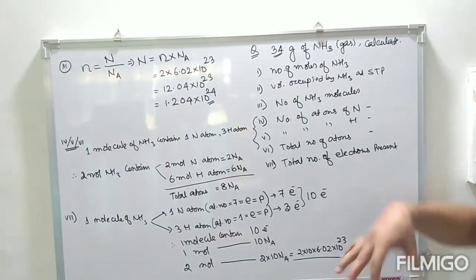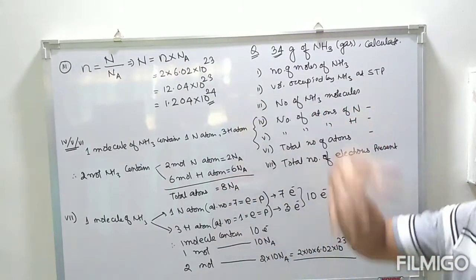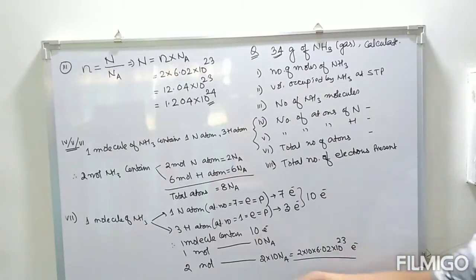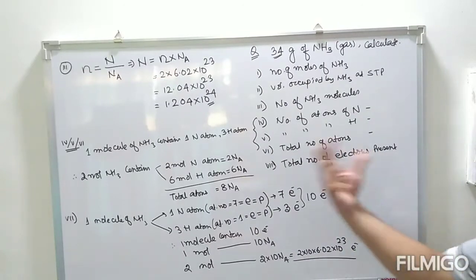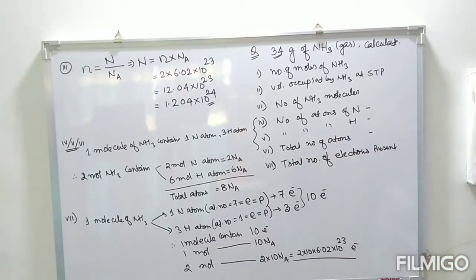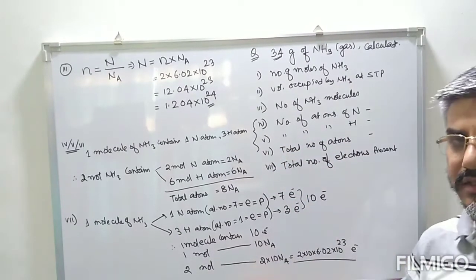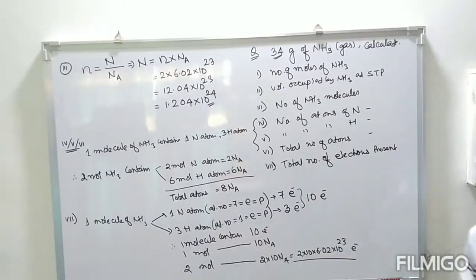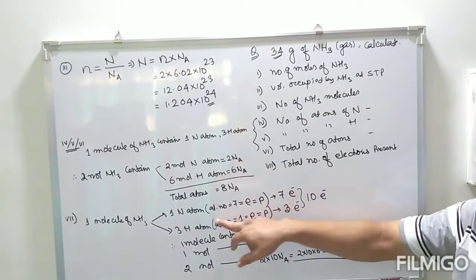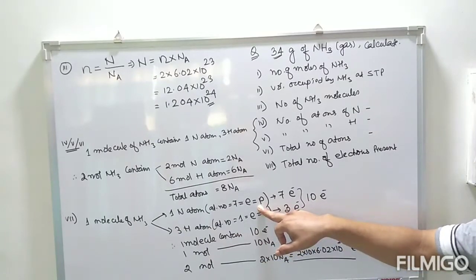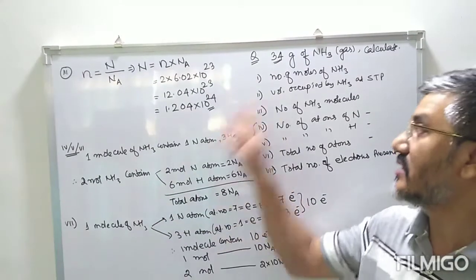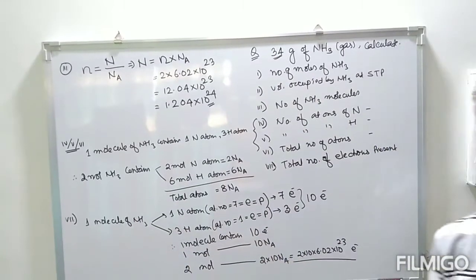So once we define the number of moles, it's very easy to calculate other quantities, like what is the mass, what is the volume, how many particles, how many atoms, how many electrons, and how many protons are present. Since the number of electrons is also equal to the number of protons, we can define the total number of protons present in 34 gram of ammonia.